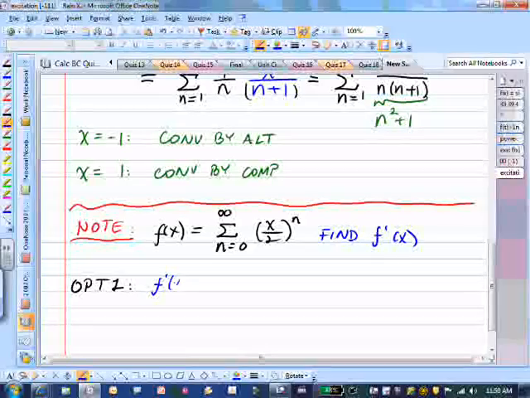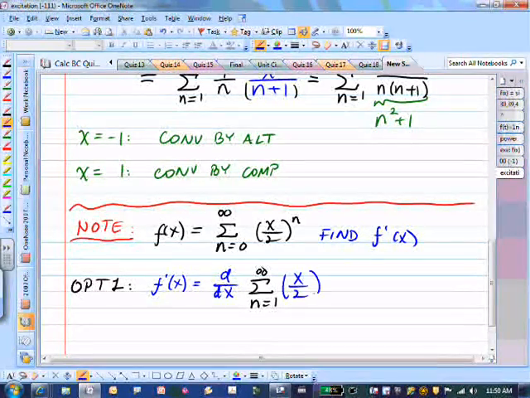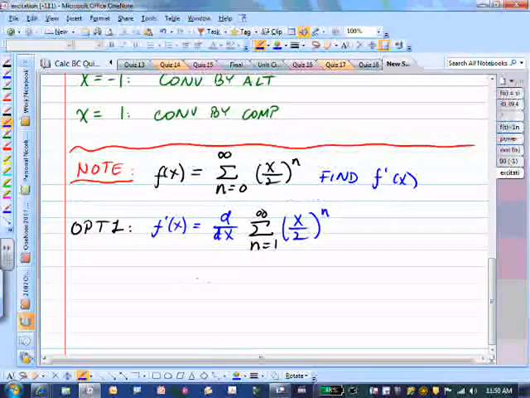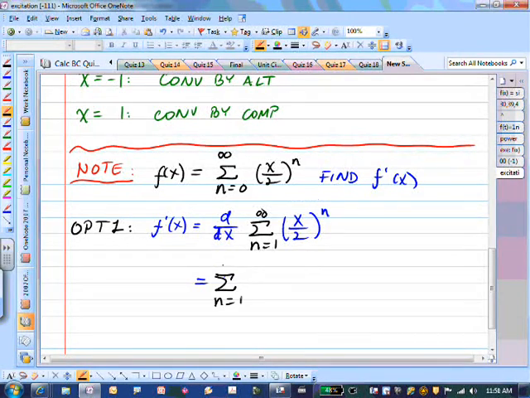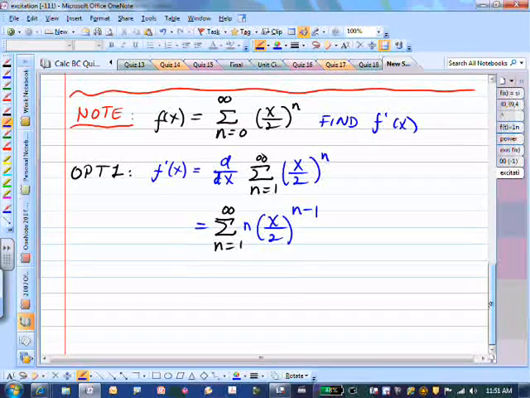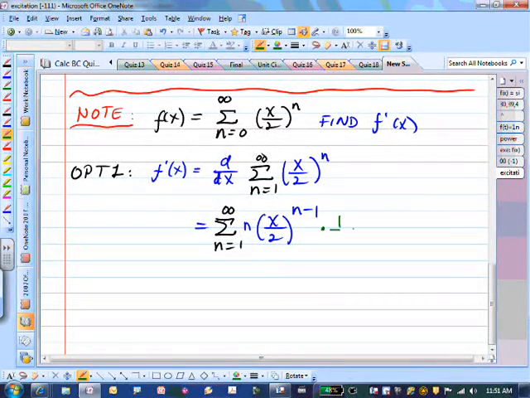We go ahead and take the derivative, f prime of x, d by dx of sigma n equals 1 to infinity x over 2 to the n power. Most students will do this. They'll bring down the power. Well, let's write the sigma first. So sigma n equals 1 to infinity. They'll bring down the power, x over 2, and then they'll subtract n minus 1. That's fine, except they're forgetting one big thing. They're forgetting the chain rule, times a half by chain rule.